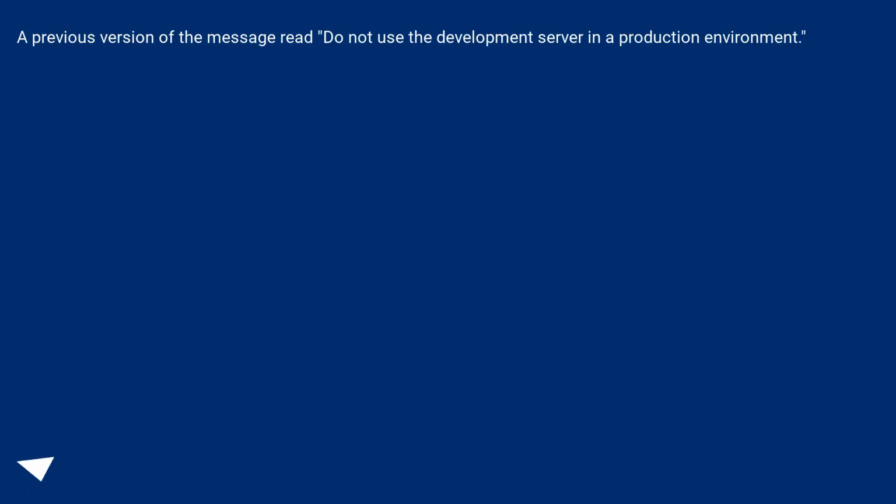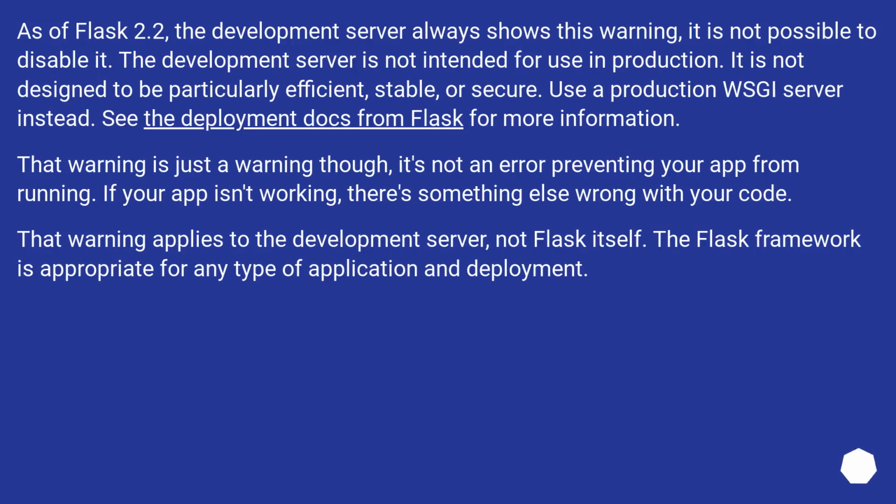A previous version of the message read, "Do not use the development server in a production environment." As of Flask 2.2, the development server always shows this warning. It is not possible to disable it. The development server is not intended for use in production. It is not designed to be particularly efficient, stable, or secure. Use a production WSGI server instead. See the deployment docs from Flask for more information.